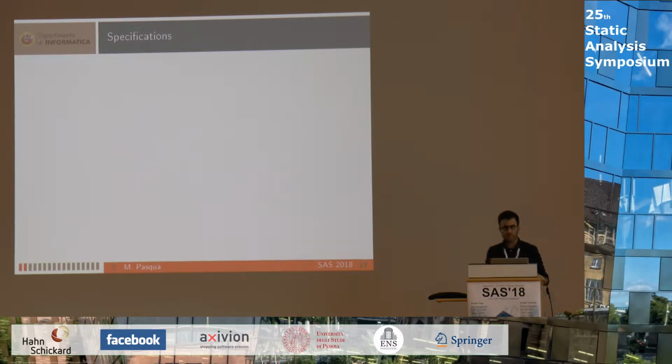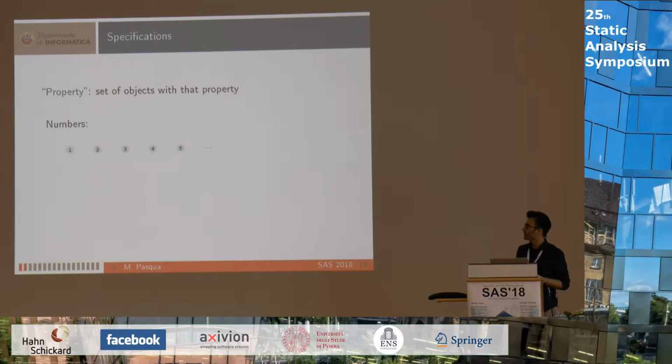So a specification is basically a property of the program. The general meaning of the term property is just the set of objects which have that property. For instance, if you have numbers, a property of numbers is just a set of numbers. If you have programs, a semantic property of programs is just a set of semantics. Semantics is the formal description of the behavior of a program.